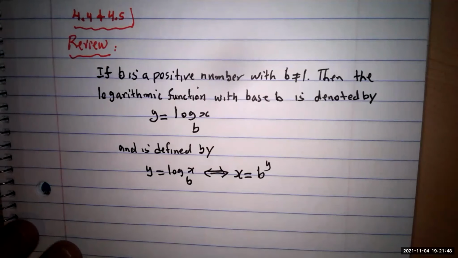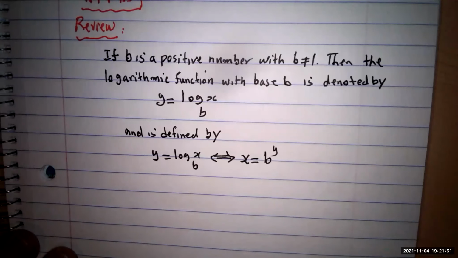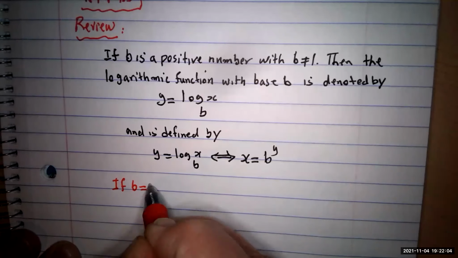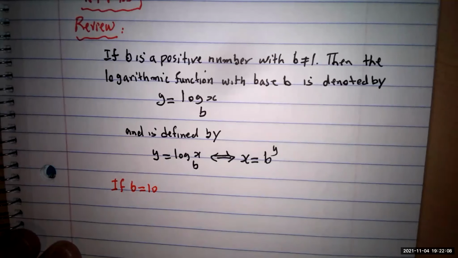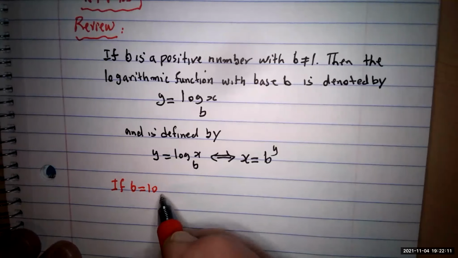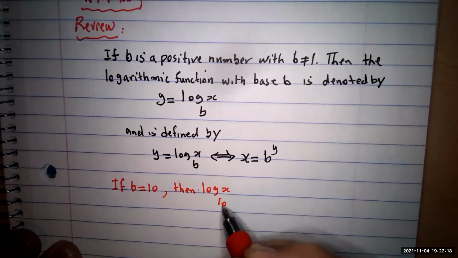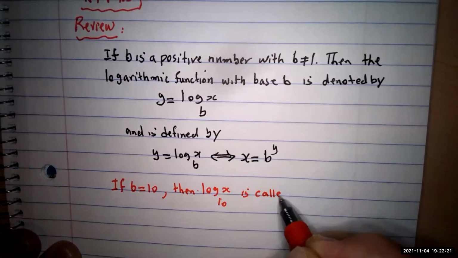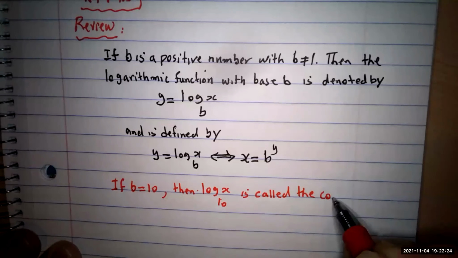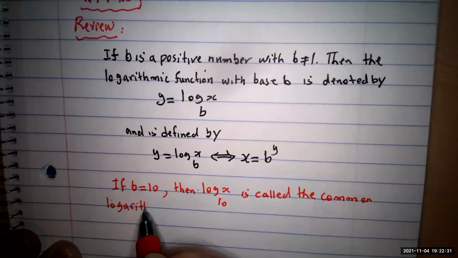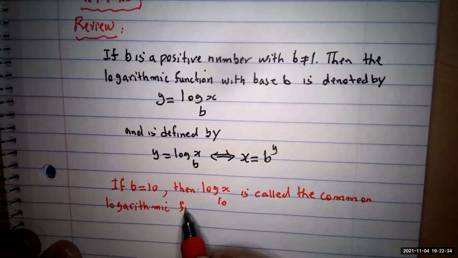Now, regarding the notation that we're going to use, there are a couple of cases that are going to be important in calculus, so we are going to focus on those. One of them is if this base b happens to be equal to 10. The resulting log, in algebra, we call the common log. So log of x at base 10 is called the common logarithmic function.